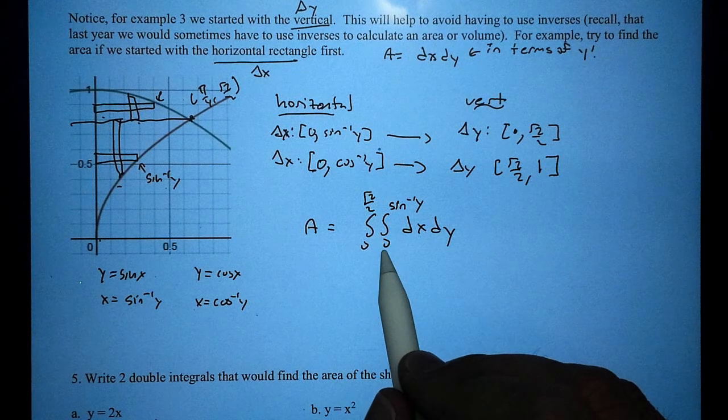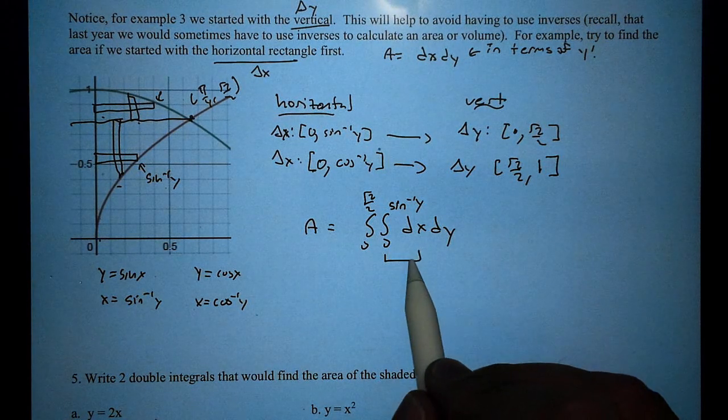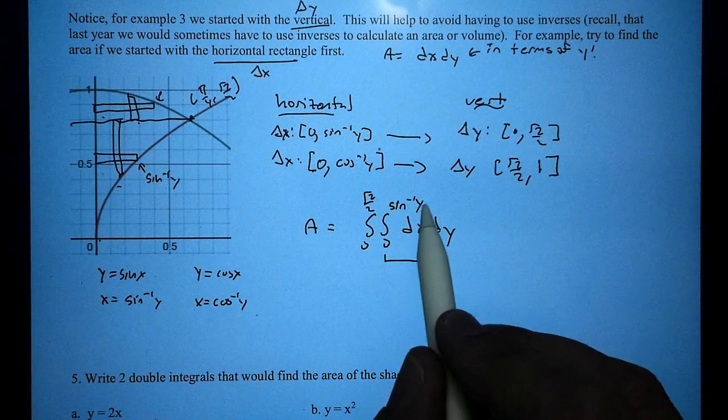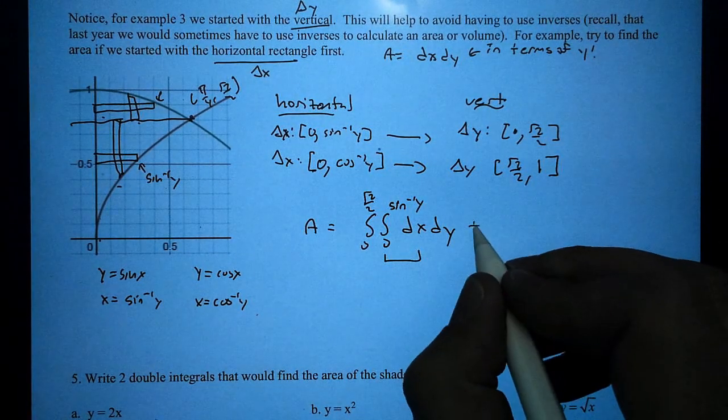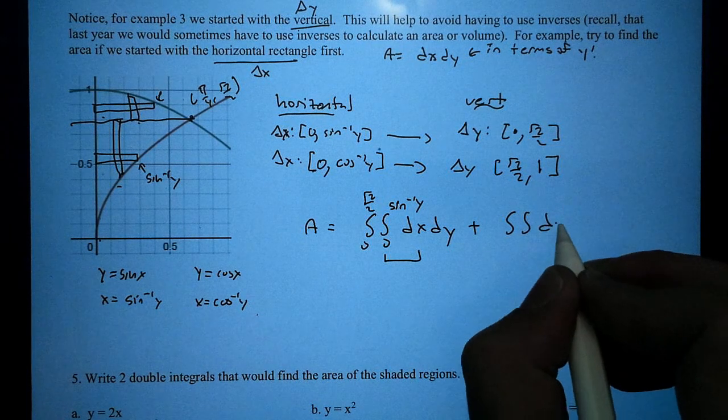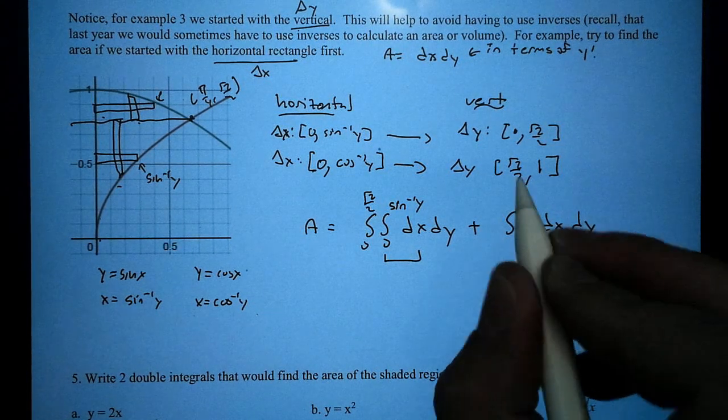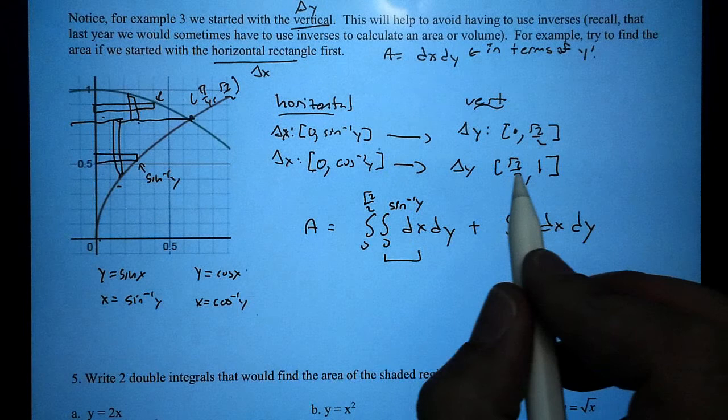There's a quick way you can tell if you did this setup correct. When you set up your first integral, this dx part right here, your domain should be in terms of the outside variable. So I'm going to add another one, dx dy. It doesn't make a difference if you split it. Go back the other way around.